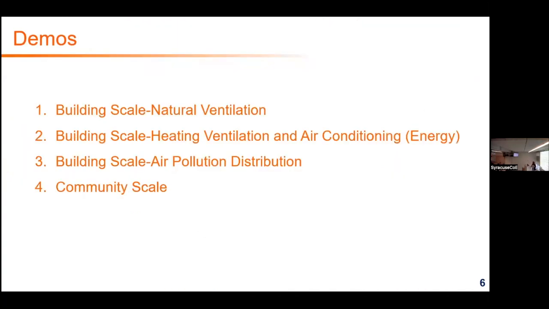And for this presentation, I will give you four demos to show how the framework and the hierarchy work. The first three are related to the building scale. The first one introduces natural ventilation. The second shows how the energy consumption changes if we add the HVAC system. The third is related to indoor air pollution distributions. And in the final part, I will expand from the building scale to the community and urban scale to see the whole energy consumption or air pollution distribution around the whole community or urban area.